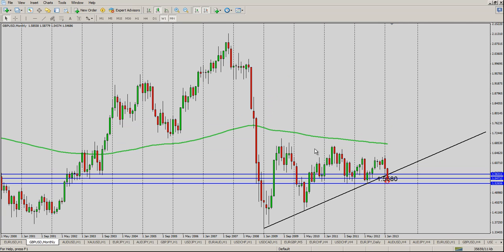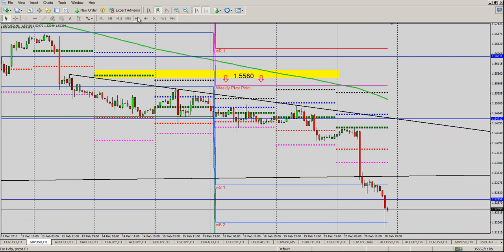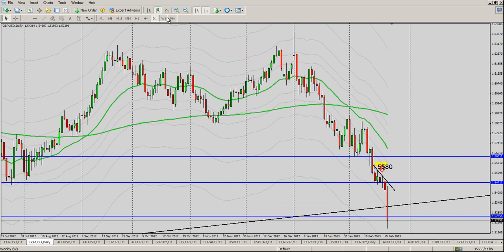We've broken this trend line. It's our big monthly trend line. We've broken that, and there's a big downtrend there. Looking to see if we can get a little tiny bit of a bounce, but honestly, I'm not counting on it at this point. I think this pair is going to continue down through those levels.